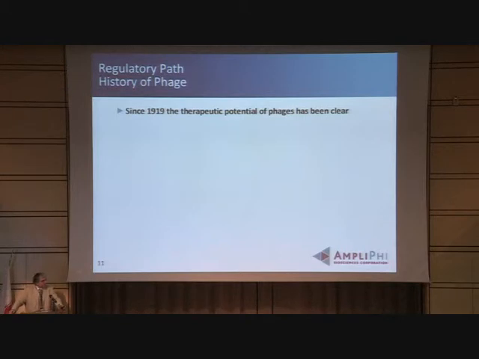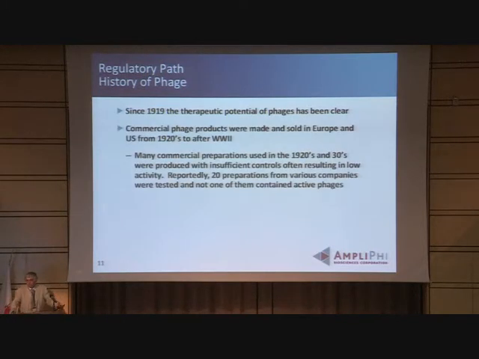So what have we been doing all this time? Nearly 100 years now. Well, since 1919, it's been clear that there is therapeutic potential for phage. Commercial phage products were made and sold in Europe from the 20s onwards, some even after World War II. But they were of very dubious quality. If anybody knows where to find the report that Durrell tested 20 preparations and found not one phage in any of them, I'd like to see it. I think it's an urban myth, but it's a compelling one. Certainly we know that the quality control in those products was just not up to the job.